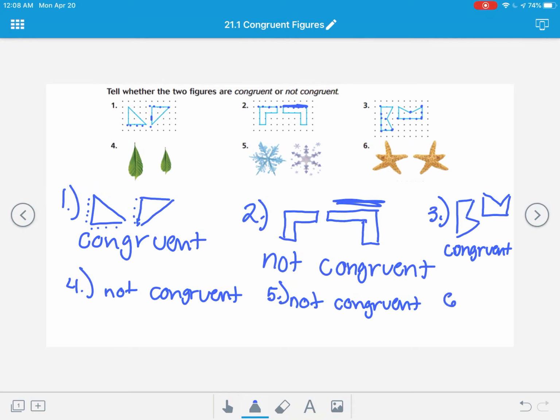And looking at number 6, the starfish. All right, looking at those starfish, it does look like they are the same size, and it looks like they're possibly the same shape. It looks like if I turned this starfish around a little bit, that this side would match this side. It does look like they are the same shape. So because they're the same size and shape, that means that they are congruent.